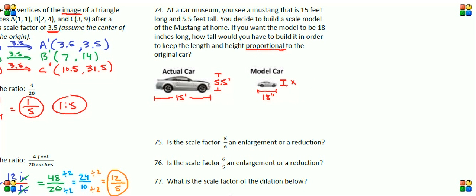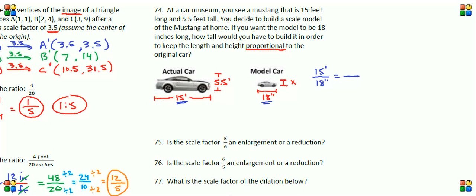Now, many of you are making mistakes on this, so I want to go over how we're going to do this. Let's match up corresponding sides of the two cars, just like you would match up corresponding sides of two triangles. The 15 feet, or the length of this car, corresponds to the length of the model. So our first ratio is going to be 15 feet over 18 inches. Now that's going to be equal to the ratio of the heights. But in this case, class, you need to make sure you write this ratio the correct way.